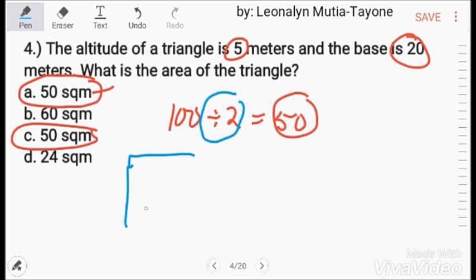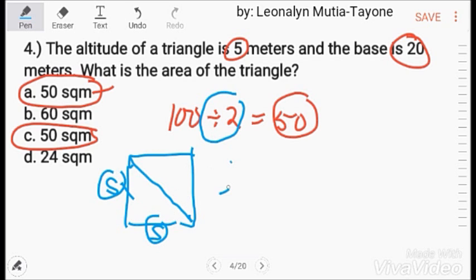Take for example ang square. Kung kuhanan natin ng area ang square, isang side at saka yung side na yan, yan yung i-multiply natin para makuha natin ang area ng buong square. Kapag triangle naman, so ganun pa rin. Yan yung given, i-multiply natin silang dalawa, i-divide natin ng 2 para makuha natin yung area dito.